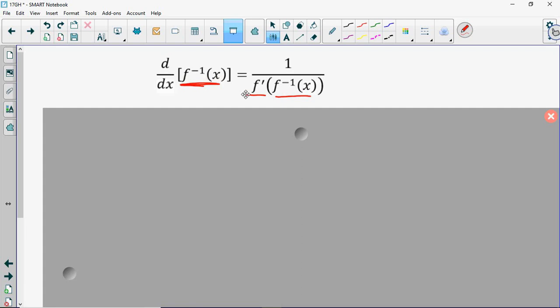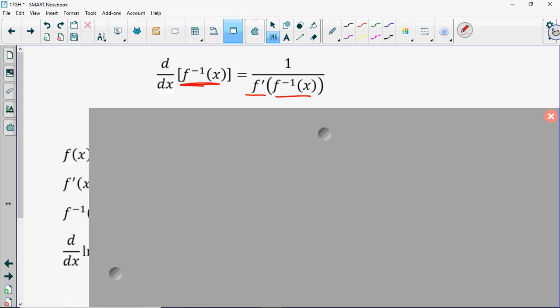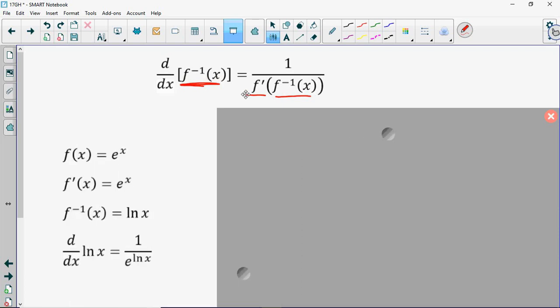At first glance, that's a lot. So let's look at 2 examples, one of which is really simple and one is just a little bit more complicated. Let's talk about e to the x. If our original function is e to the x, we know the derivative of e to the x is e to the x. And we know that the inverse of e to the x is ln of x.